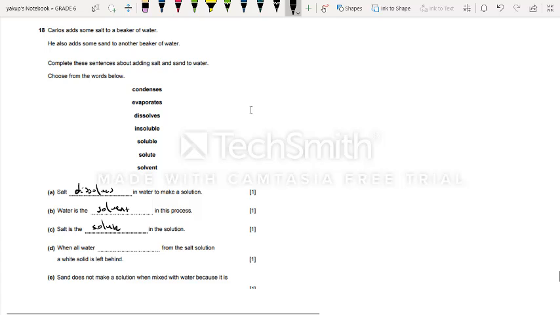When all water evaporates from the salt solution, a white solid is left behind. The answer must be evaporates, guys. When all water evaporates from the salt solution, a white solid, it means salt, is left behind. That's the answer.